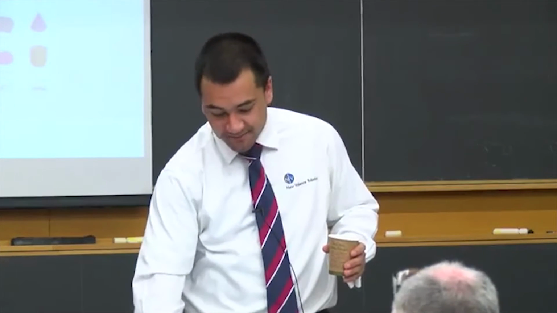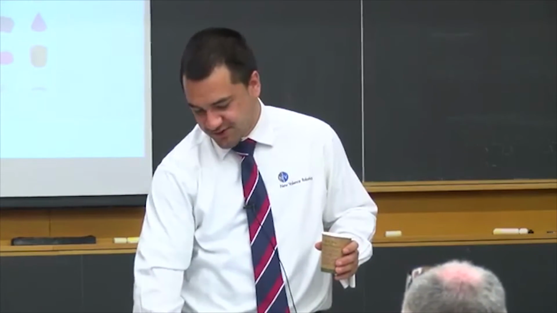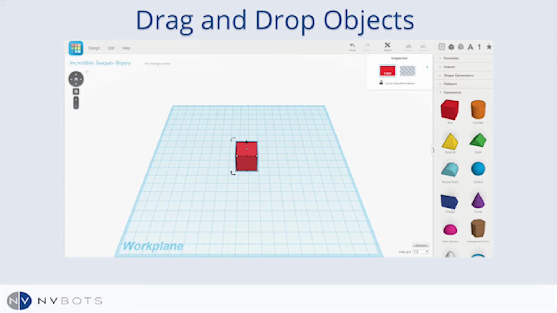But the first step, how we start off with this process, is you can click an object on the right side. Let's go with a cube for now. And you can drag and drop that into your work plane. Simple as that. So you have your first object created at that point.